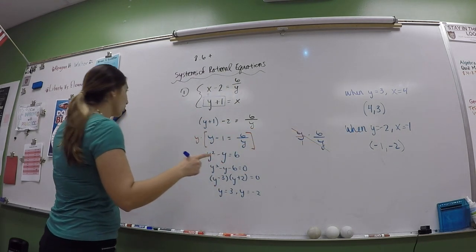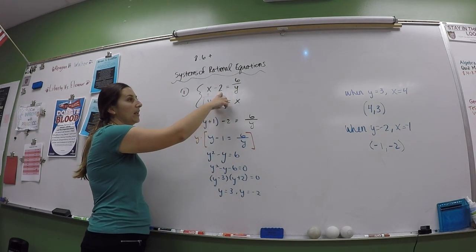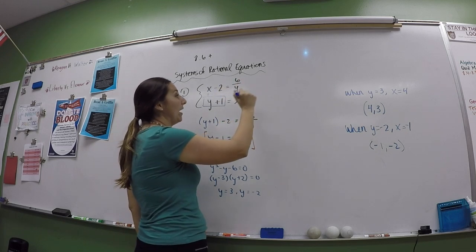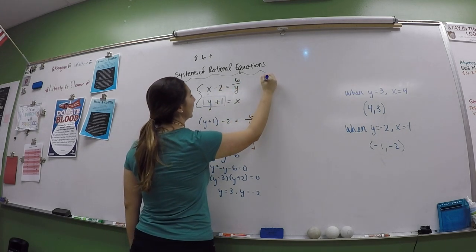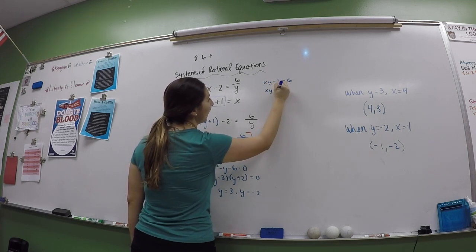Now what this represents graphically, if we were to take this equation and graph it, which would be awkward because it's not in a form that we would want to graph.